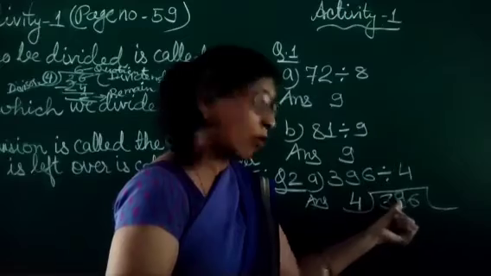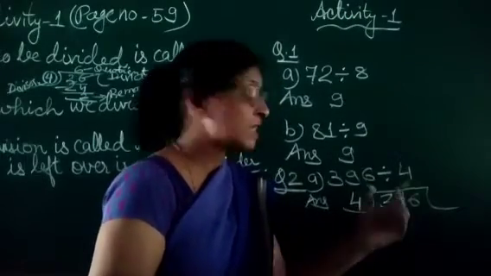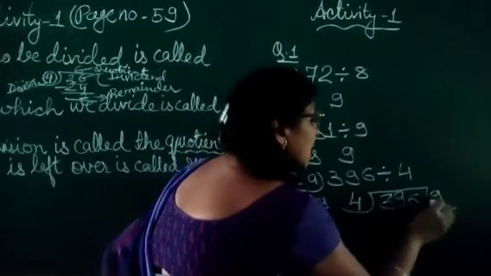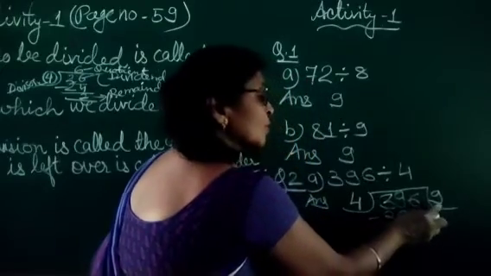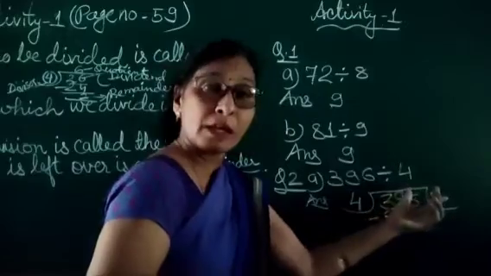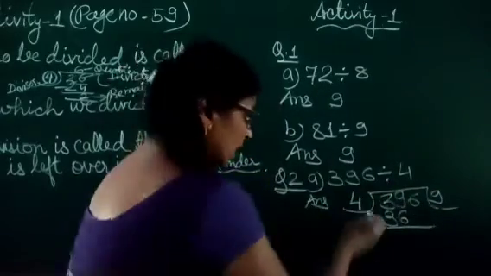8 times is smaller than this, so we take 9 times. 10 times is more than that. So we choose 4 9s are 36. Children, the question you can write here or here also. In both ways you can write it. आप यहाँ भी लिख सकते हैं और यहाँ भी लिख सकते हैं.